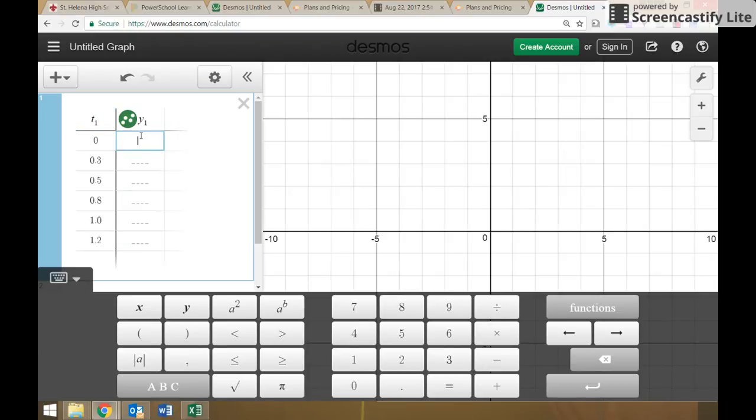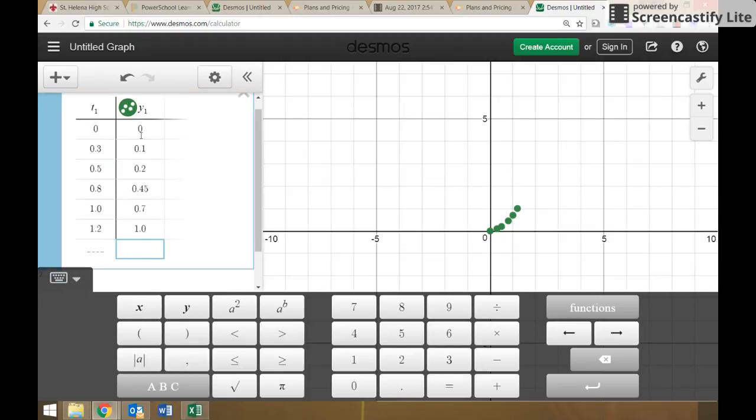And our Y direction as well is vertical. In physics, we're going to use Y to represent the vertical direction. So based off our data table, we could say 0, 0.1, 0.2, 0.45, 0.7, and 1.0. Okay.